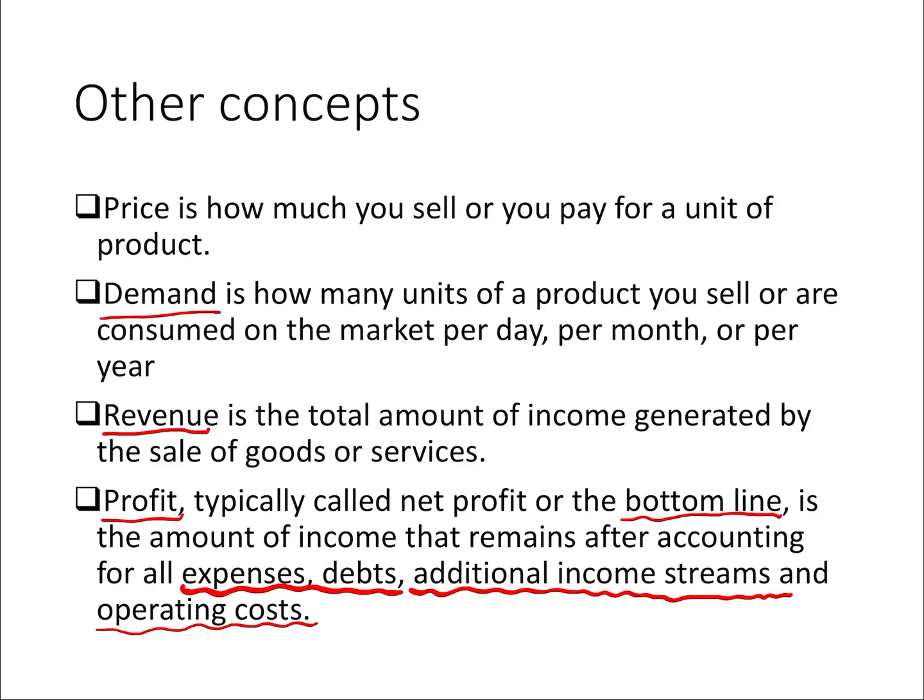So price, demand, revenue, profit. And here should be our old friend cost. But since we have already learned so much about cost in the previous class, I didn't write it down here. But these are the 5 things we're going to study.